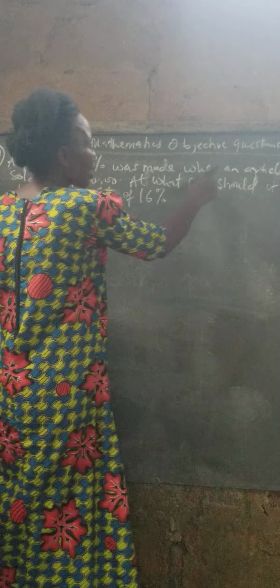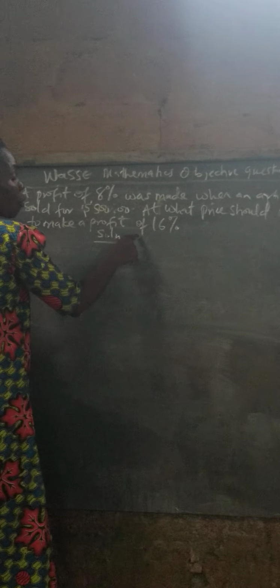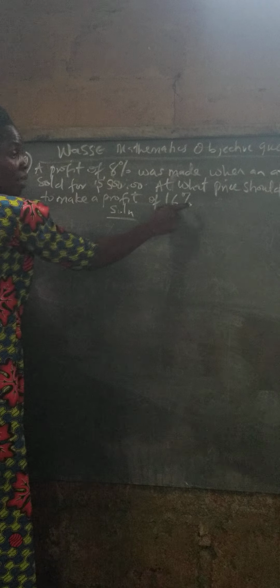This is question number 19. Say a profit of 8% was made when an article was sold for $500. At what price should it be sold to make a profit of 16%? In this question, we need to get the cost price. Now get the actual value of this 8%, and then from there we'll be able to get the price whereby it is going to be sold at 16%.